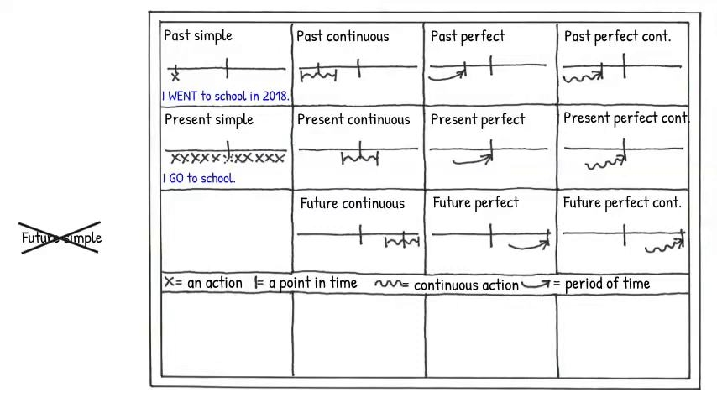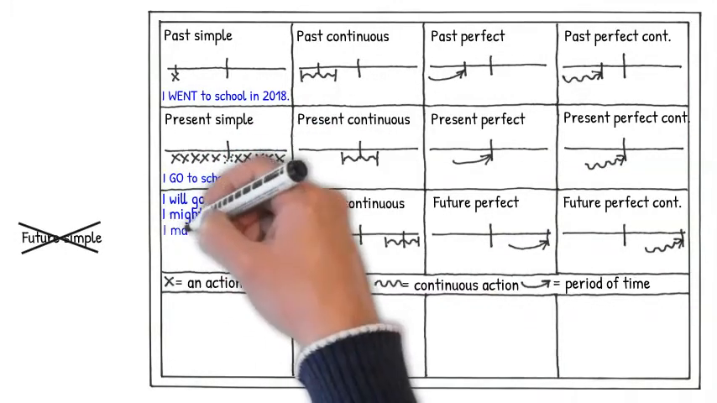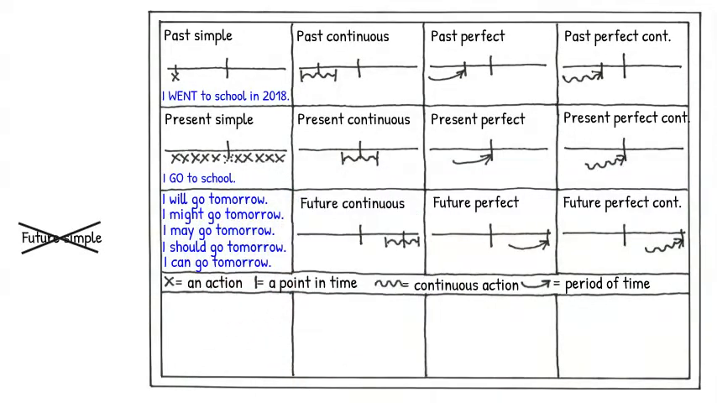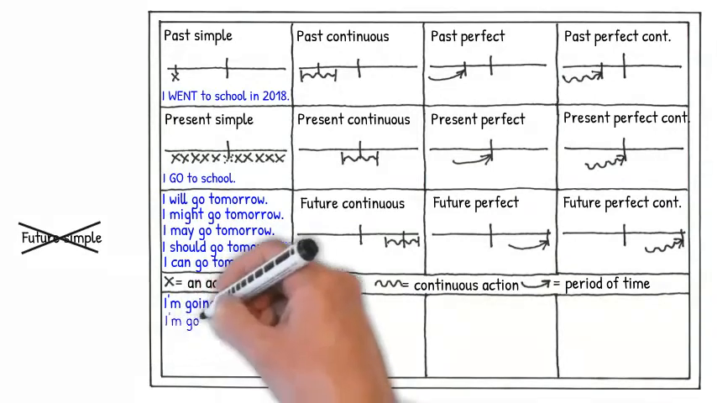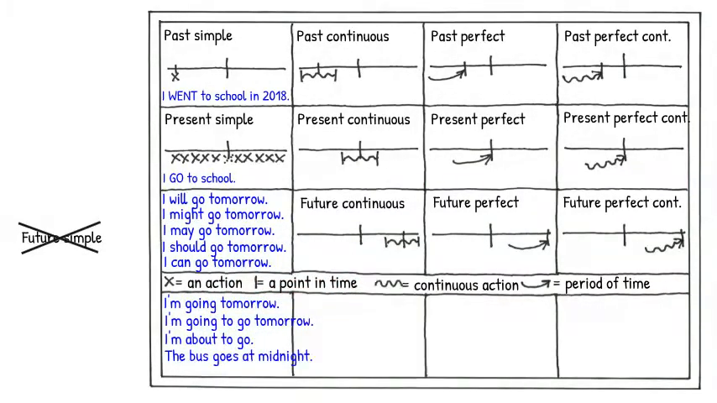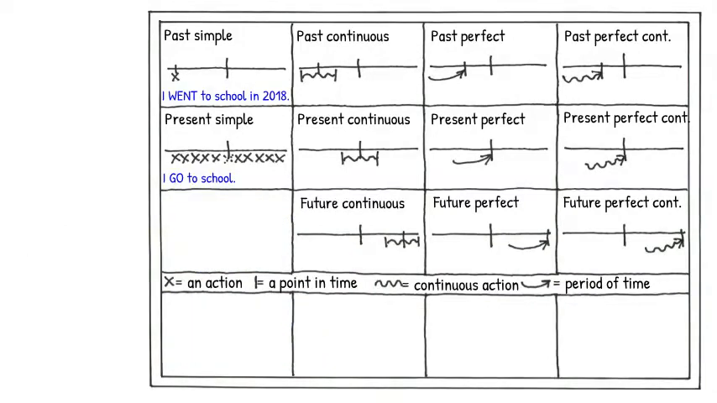We can add will. People say will is the future simple, but will is really just a modal verb. Will is used mostly for the future, but not always. But I will go, I might go, and other modal verbs are also used for the future. And we have other ways of talking about the future because somebody forgot to make a future simple tense. And there you have it.